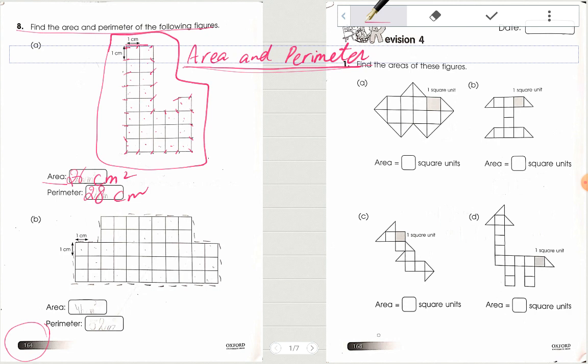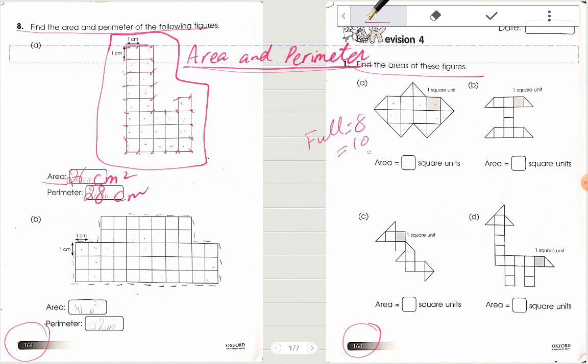Now move on to page number 168. Find the area of these figures. To find out the area of these figures, you just have to find the total number of squares. Now you can see there are some half squares as well as the full squares. First of all, count the full squares: 1 2 3 4 5 6 7 8. Full squares are 8 and half squares are 2 3 4 5 6 7 8 9 10.